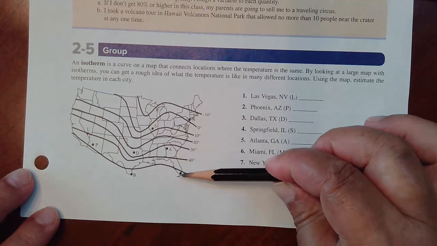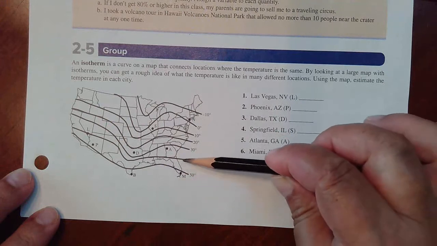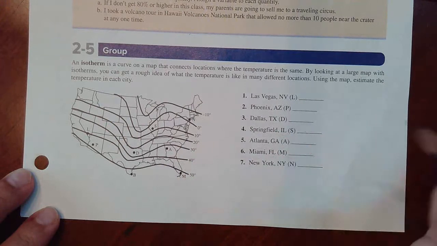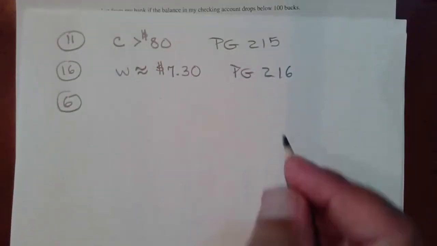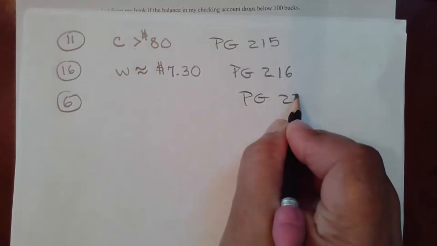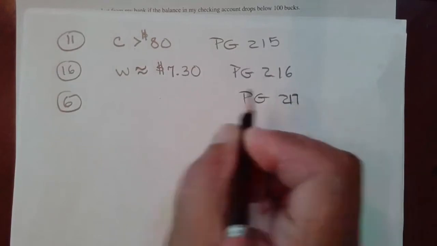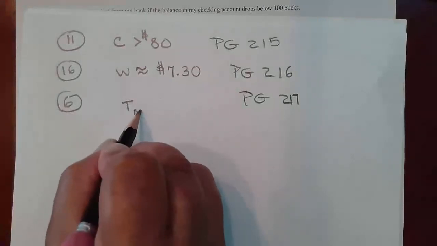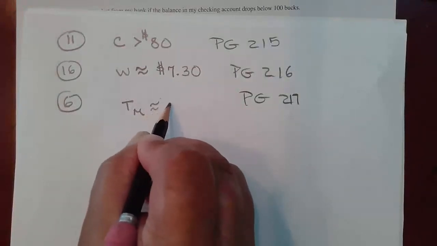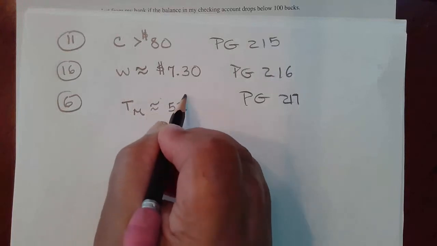So I'm going to say that it is approximately, let's see, between here and here is 10 degrees, so approximately 52 degrees. 52, 53, something like that. So problem number 6 on page 217: I'm going to say the temperature for Miami is approximately 52 degrees.